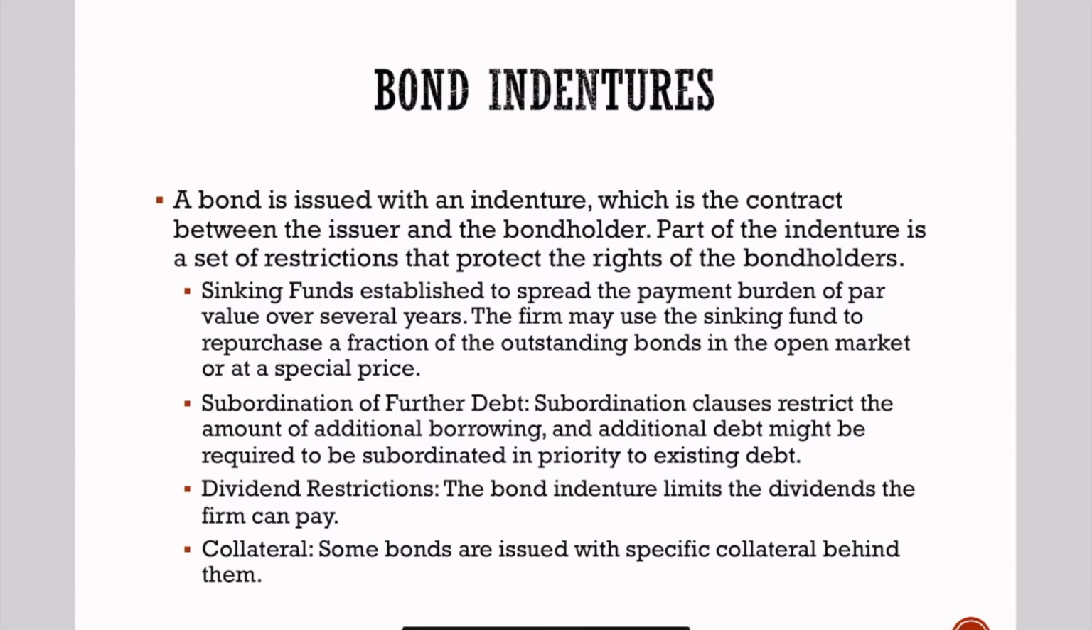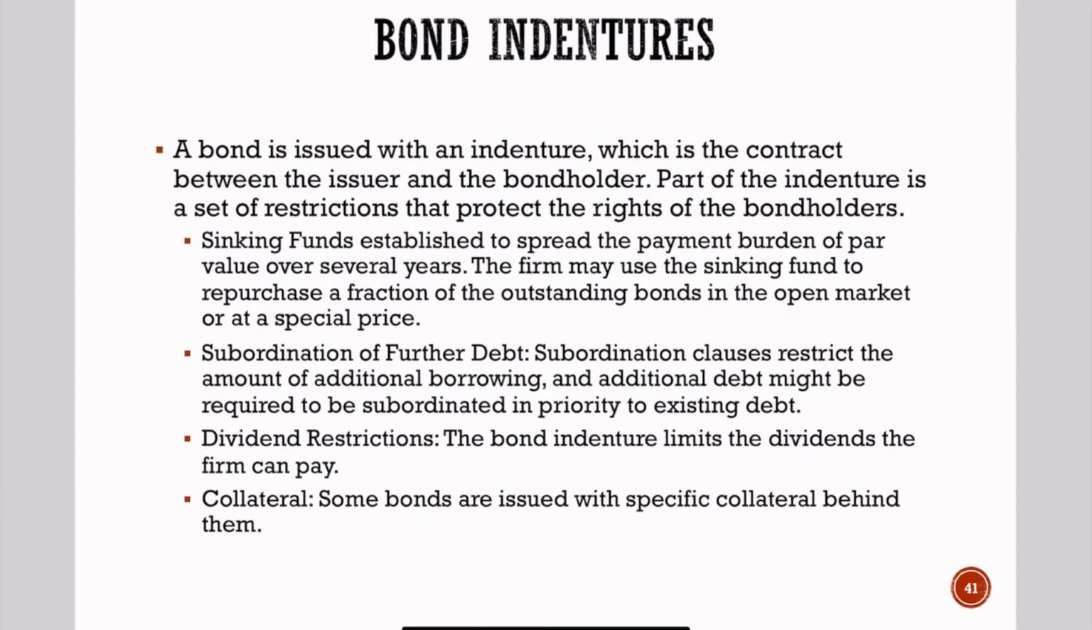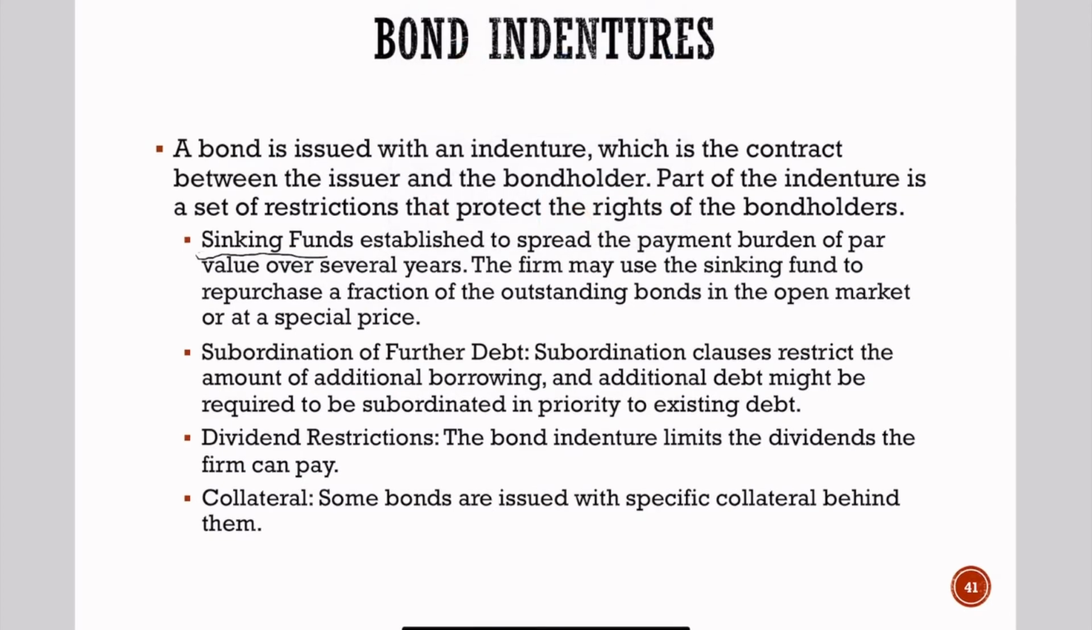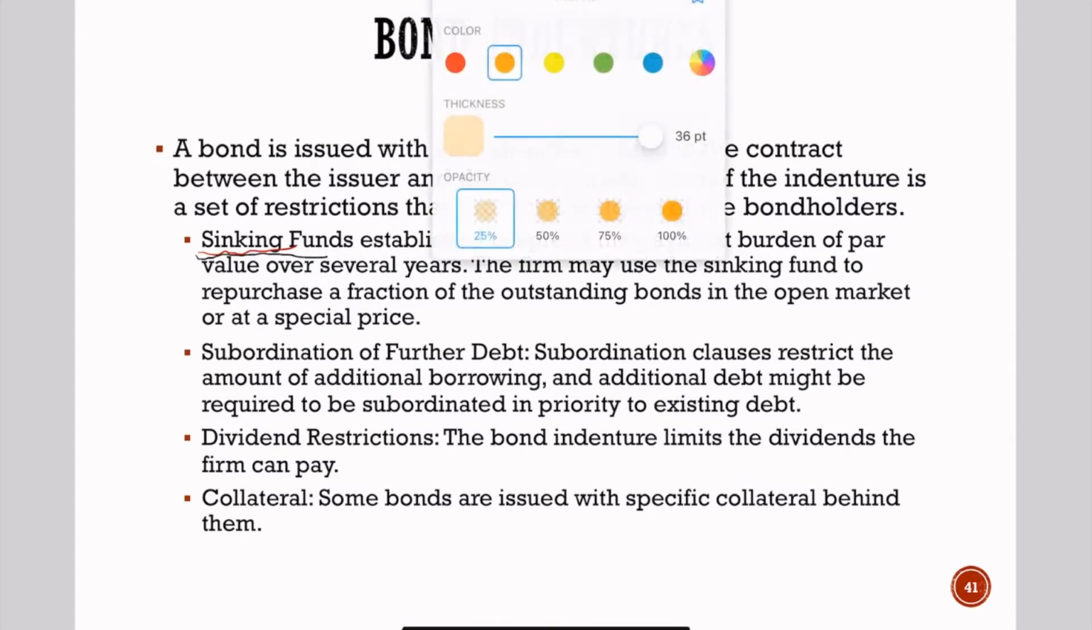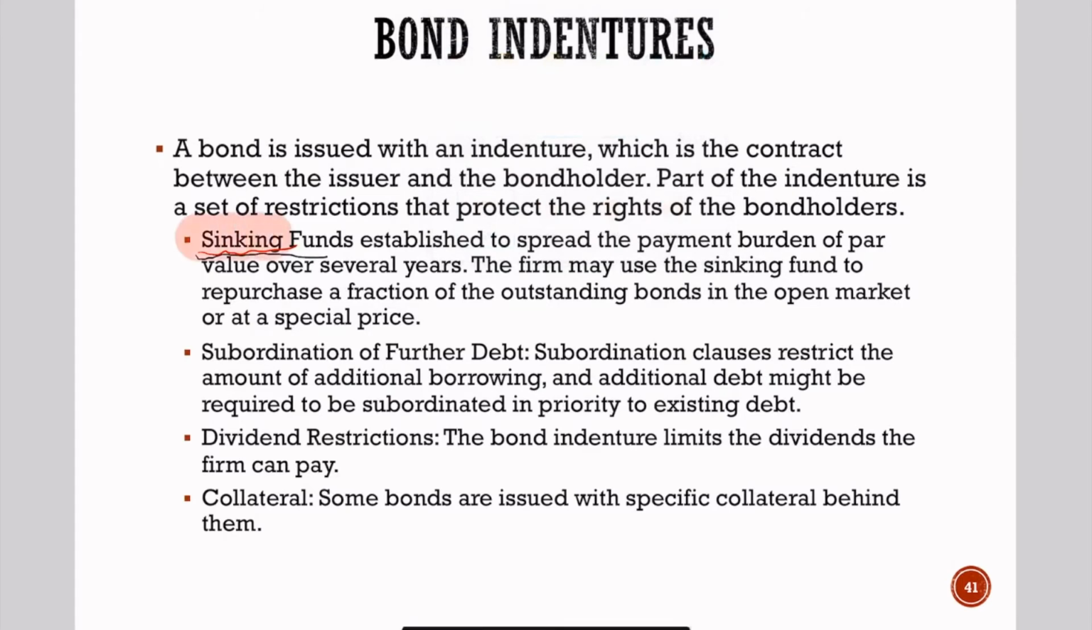So what is a bond indenture? It's really just a contract between the issuer of the bond and the buyer of the bond. So we could see several different restrictions which are used to protect bondholders. The first is called sinking fund provision. What is a sinking fund?